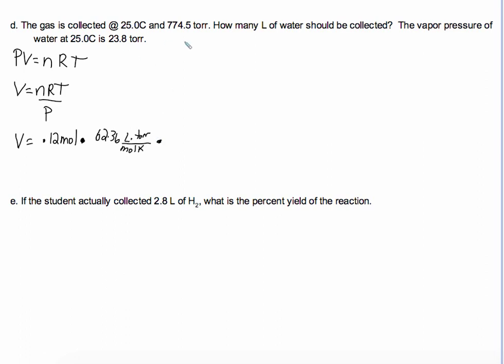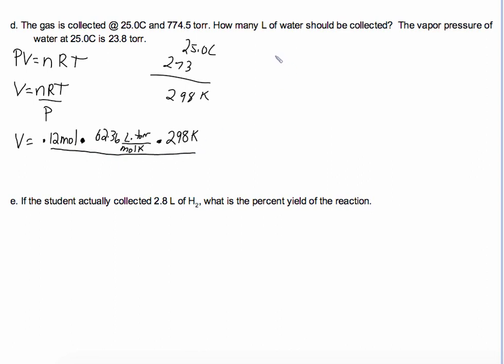Okay, so times temperature. Well, right now we're at 25.0 Celsius. You got to add 273 to that, so that's going to be 298 Kelvin. So make sure with gases you're always working in kelvins. Okay, and then we're going to divide that by the pressure.